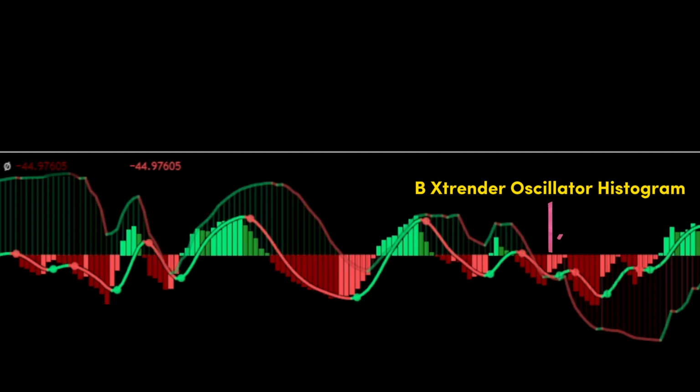B Xtrender oscillator histogram. The B Xtrender oscillator histogram provides information about the momentum in the market. If the B Xtrender oscillator histogram is light green, it indicates a strong bullish momentum. However, if the color of the B Xtrender oscillator histogram changes to dark green, it signifies that the bullish momentum is starting to weaken.